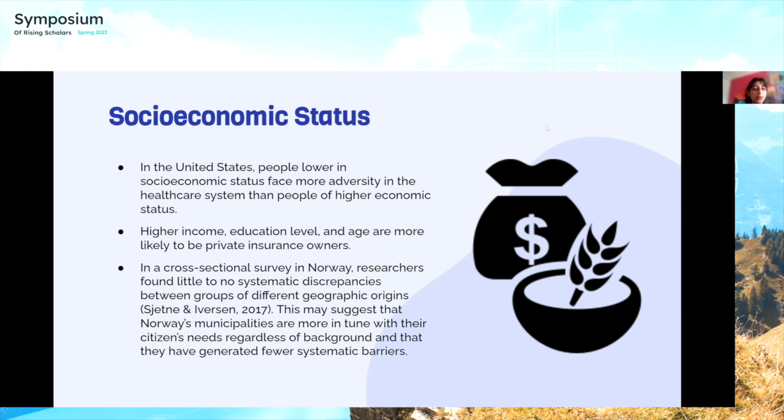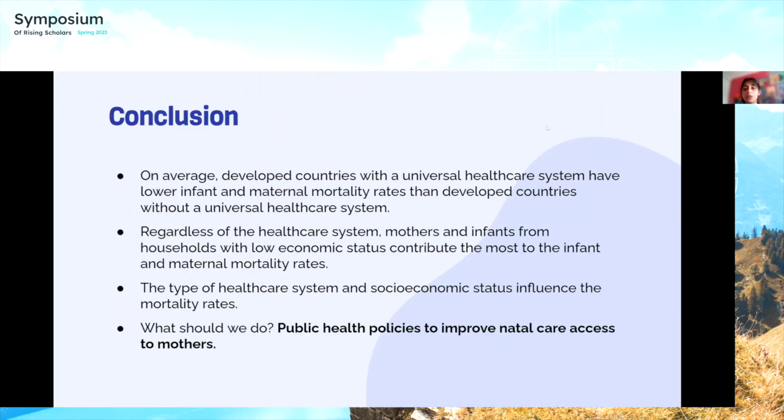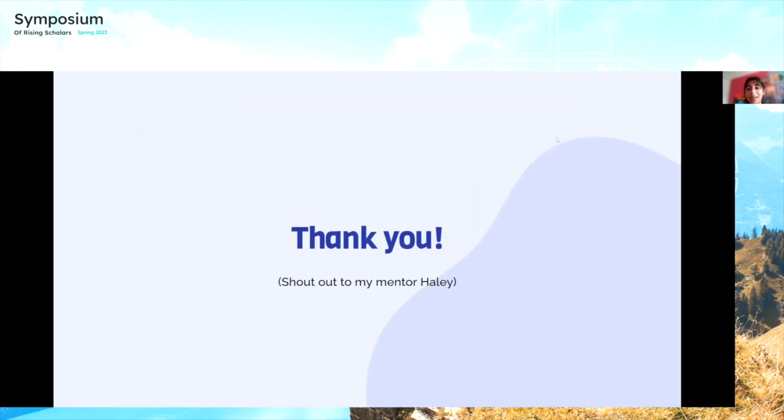A cool thing that I also found was a cross-sectional study in Norway where researchers found little to no systematic discrepancies in economic barriers. So my conclusion was basically that we should have public health policies to improve natal care access for mothers, to improve that public health care to mothers so it could lower the infant and maternal mortality. So thank you.